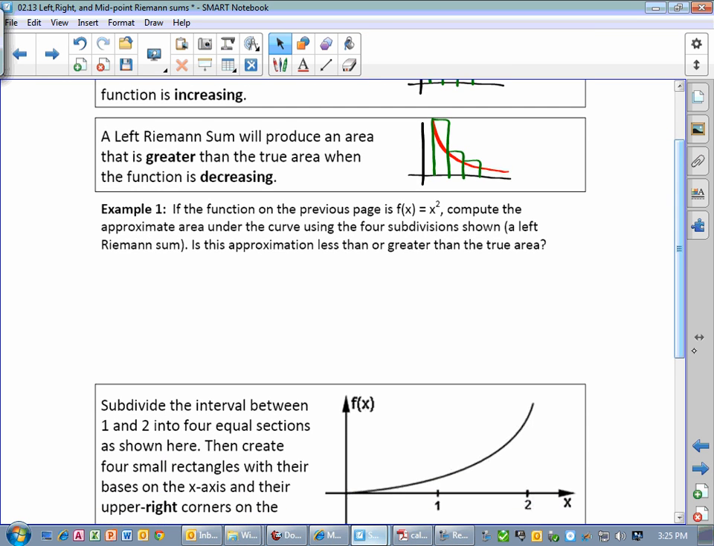So example 1 says, given the function on the previous page, where f of x equals x squared, compute the approximate area under the curve using the 4 subdivisions shown. So in other words, we do a left Riemann sum. And then, is this approximation less than or greater than the actual area?